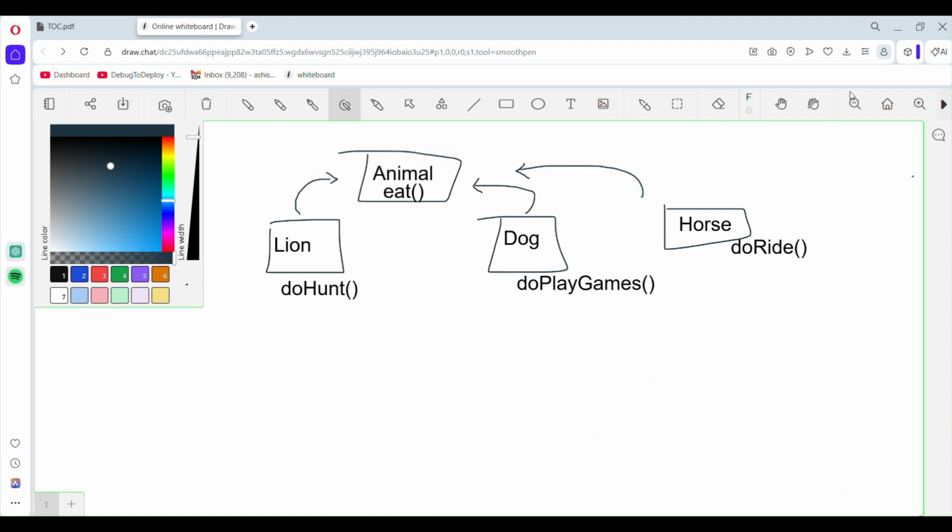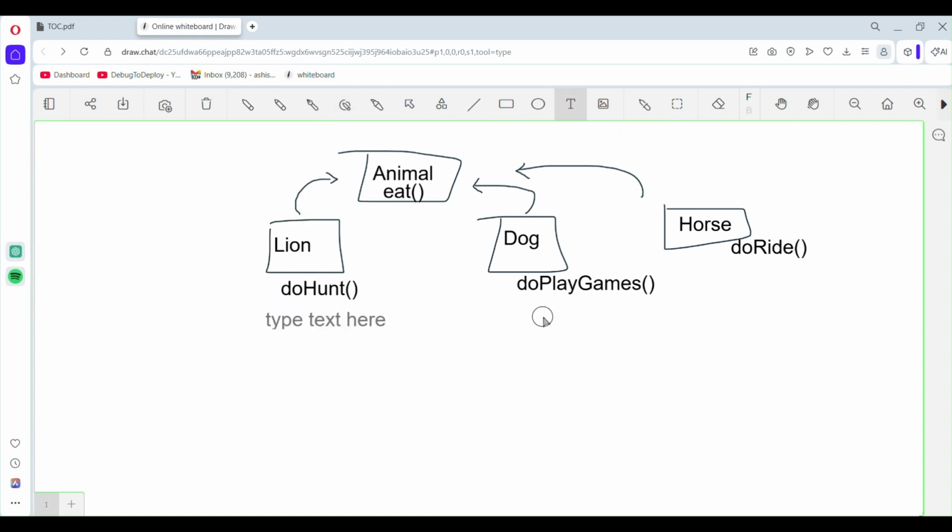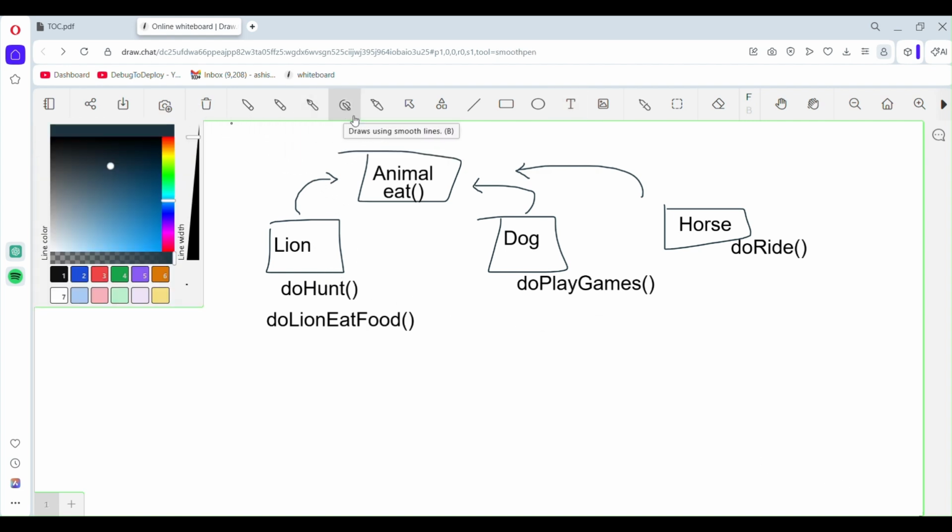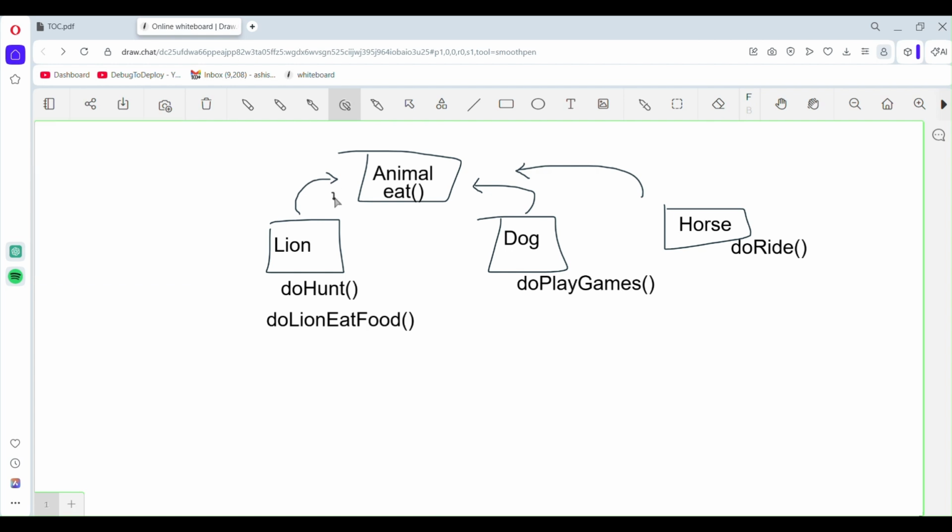Let's say, instead of rewriting the method, you don't think why I should not create one more method, doLionEatFood, correct? What would be the difference in that? I can also write this method. So now I can have three methods in the lion class. One is the eat method, which is coming from the super one. Second one is doHunt, the specific behavior of the lion. And the third method is doLionEatFood, which is basically the specific method of eating behavior of the lion. So I can also write this method.